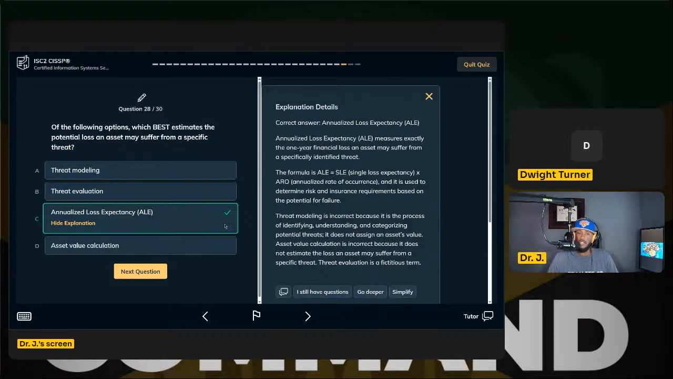ALE measures exactly the one year financial loss an asset may suffer from a specifically identified threat. The formula is ALE equals SLE times ARO, the annualized rate of occurrence, and that's used to determine risk and insurance requirements based on the potential for failure.